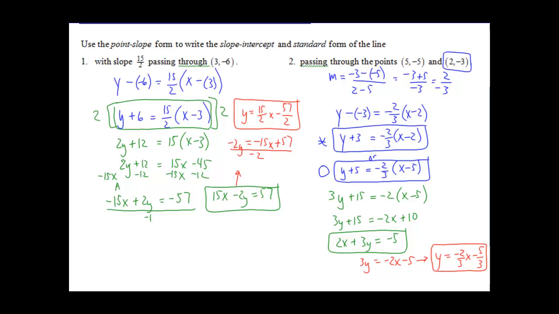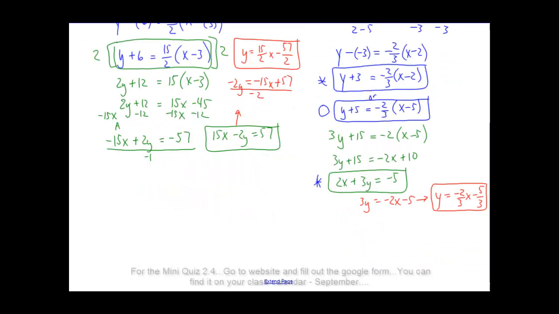Okay, for both of them, if we multiply by 3 and put x and y on the same side, you should get down here at the asterisk 2x plus 3y equals negative 5. And then taking that and solving for y gives you slope-intercept: y equals negative 2/3 x minus 5/3. Congratulations, you did the hard part.